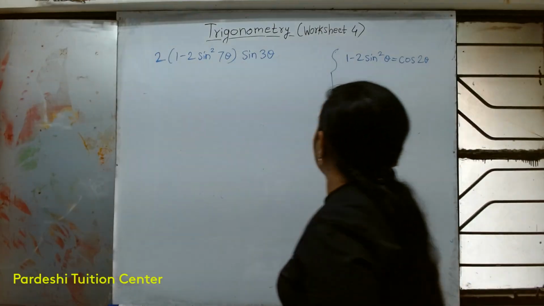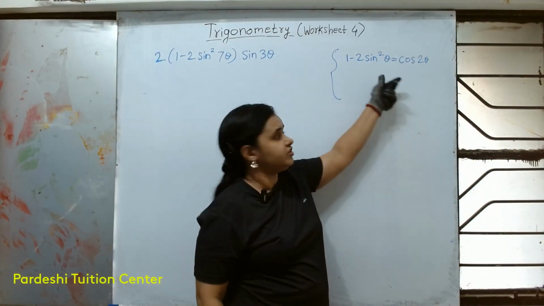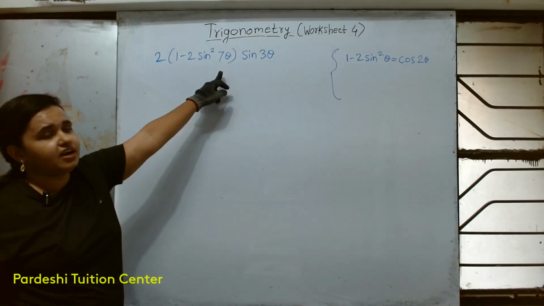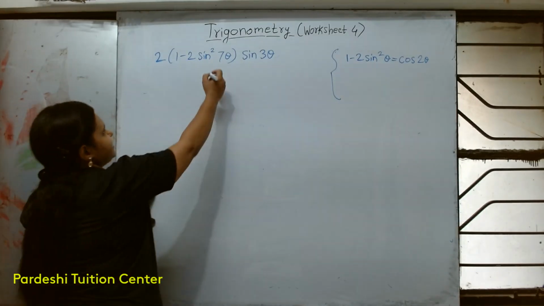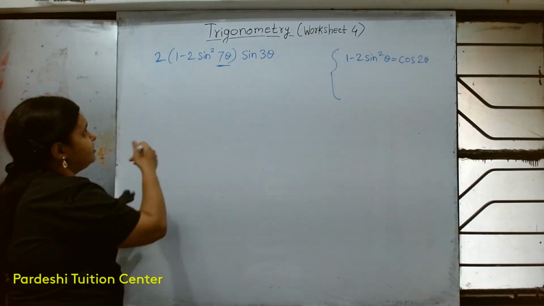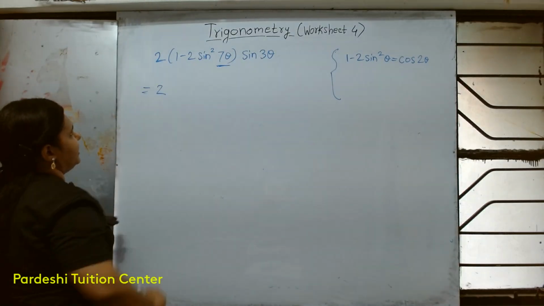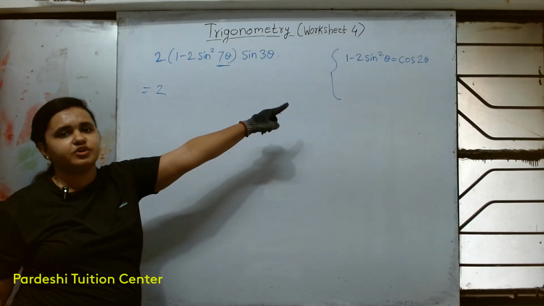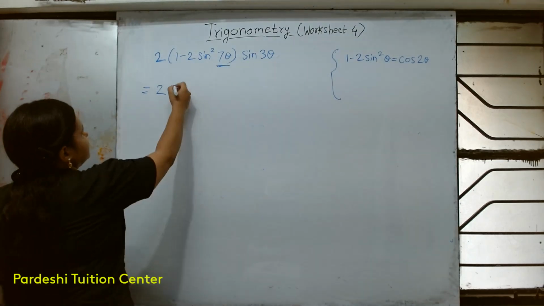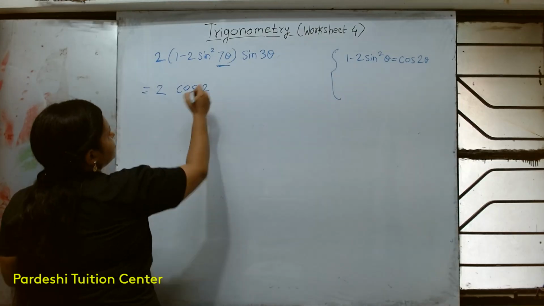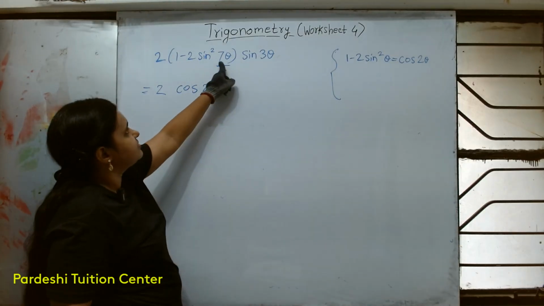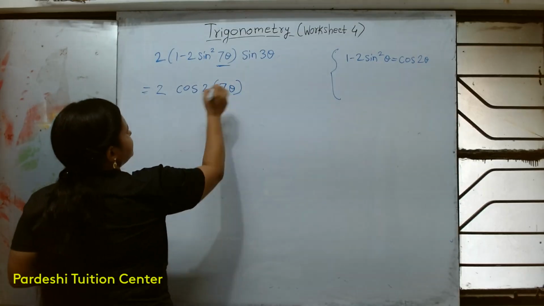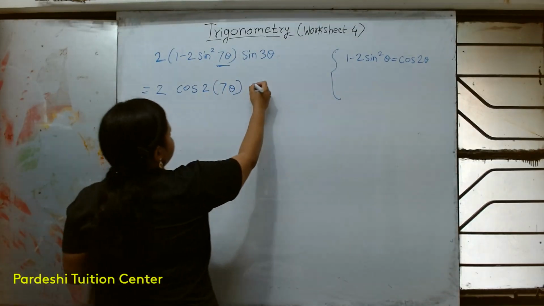Now, the formula for cos 2 theta was 1 minus 2 sin square theta. So we can apply that formula. Here theta is given as 7 theta. So 2 will remain as it is, and instead of 1 minus 2 sin square of 7 theta, I can write cos 2 theta because that was the formula. So cos of 2, and our theta here is 7 theta, so we will write 7 theta here. Now sin 3 theta will remain as it is.